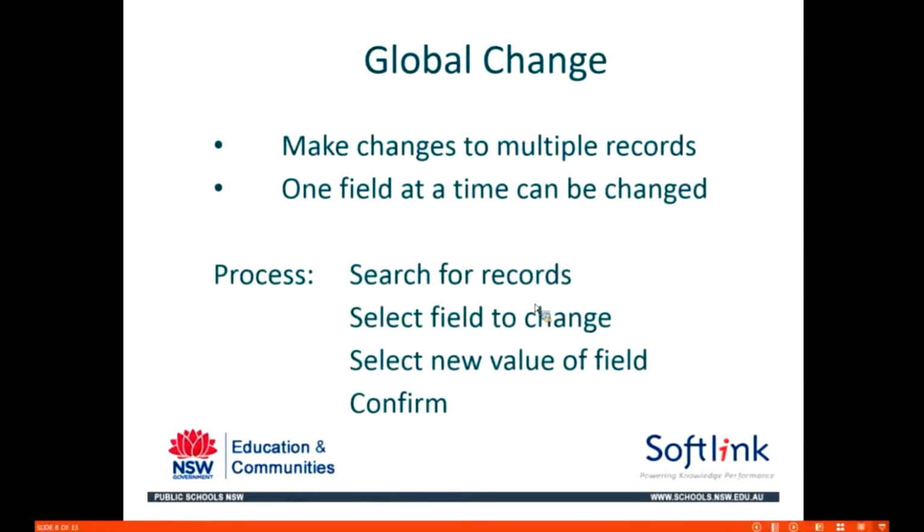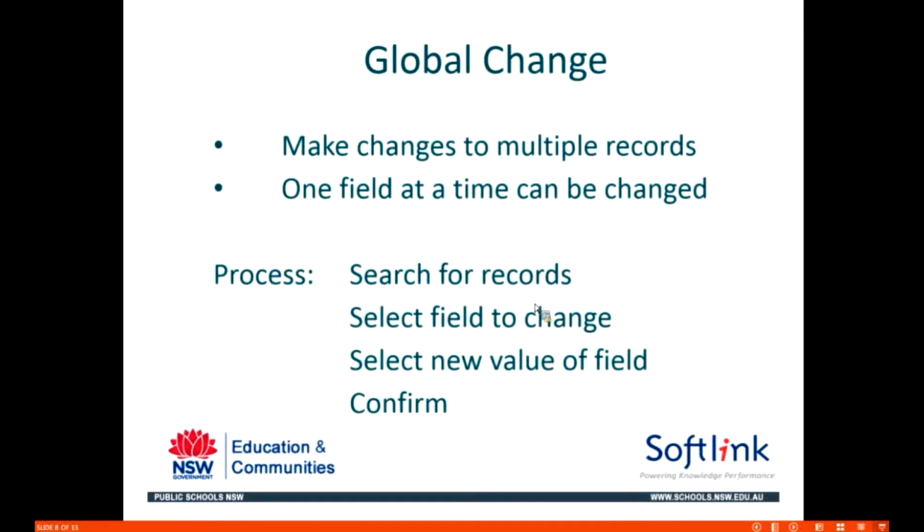Global change is a function which allows you to make changes to several records at the same time. This allows you to change one field at a time in that group of records. The basic process is search for the group of records that you'd like to change. This might be a group of resource records or copy records perhaps. Once you've located the group of records you'd like to change, you then select which field you'd like to change.